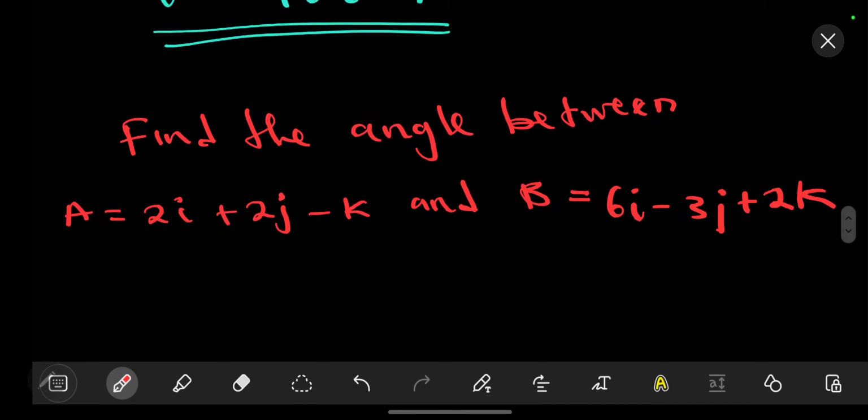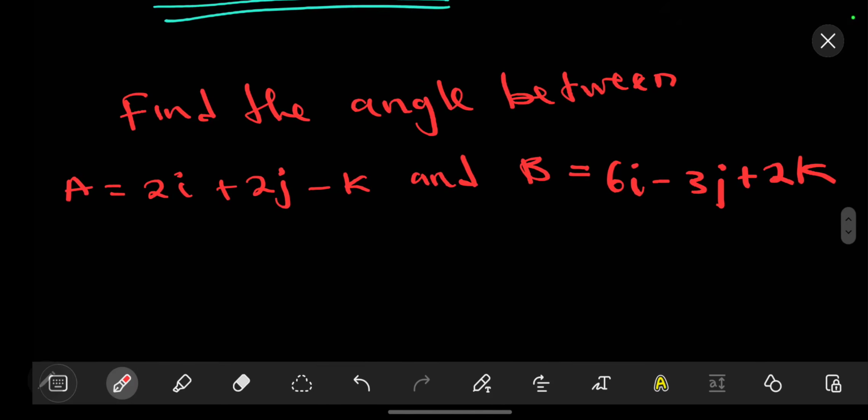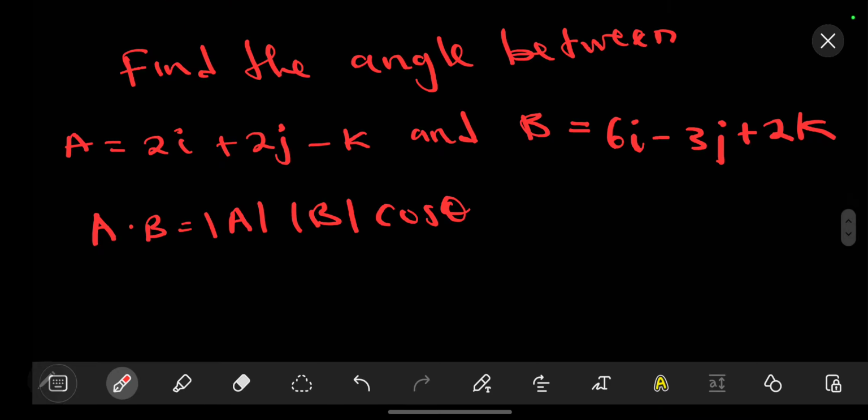So let's say we are told to find the angle between these two. We have our A and B. So how do we do that? The first thing, we know that A dot B should be equal to the magnitude of A times the magnitude of B times the cosine of theta. So we need to find the dot product, find the magnitude of A, find the magnitude of B, and then substitute.